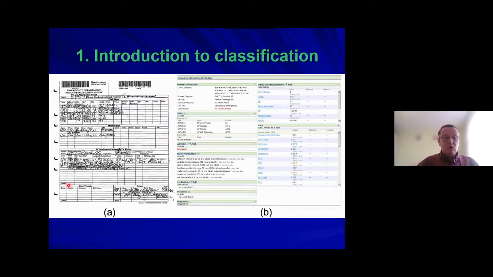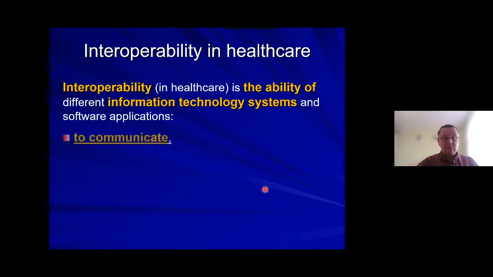So again, we still aim to replace even well-structured and standardized paper records with electronic data representation. But it's important to keep in mind that assigning codes using standardization is an important step, even if we're talking about the usage of paper records.